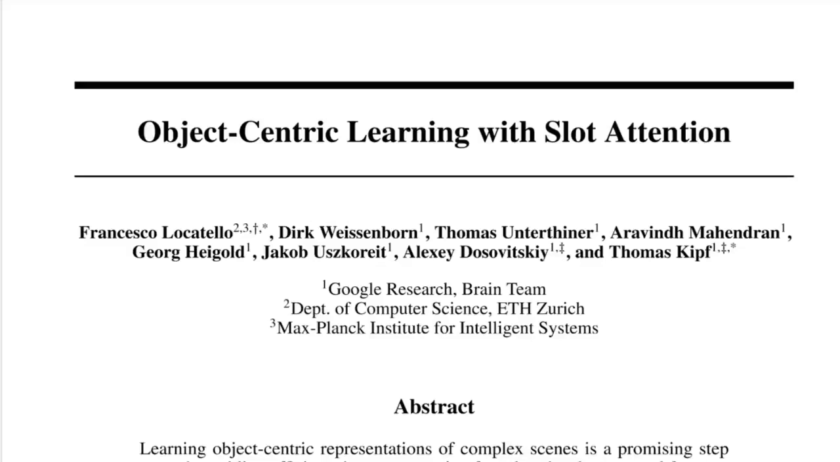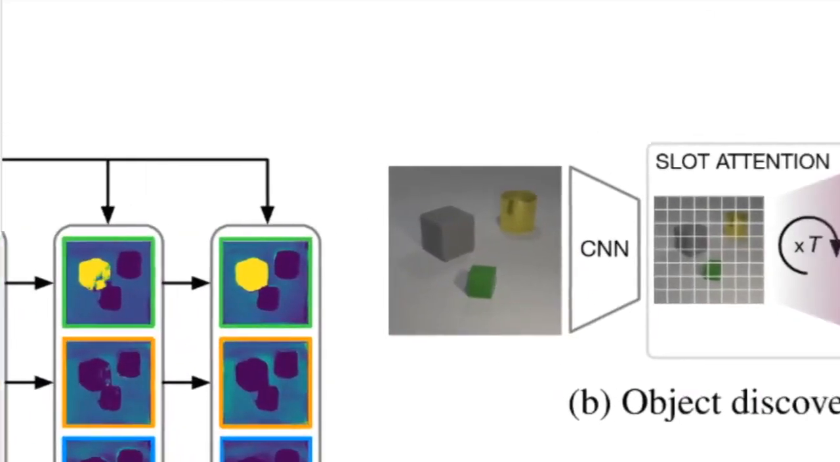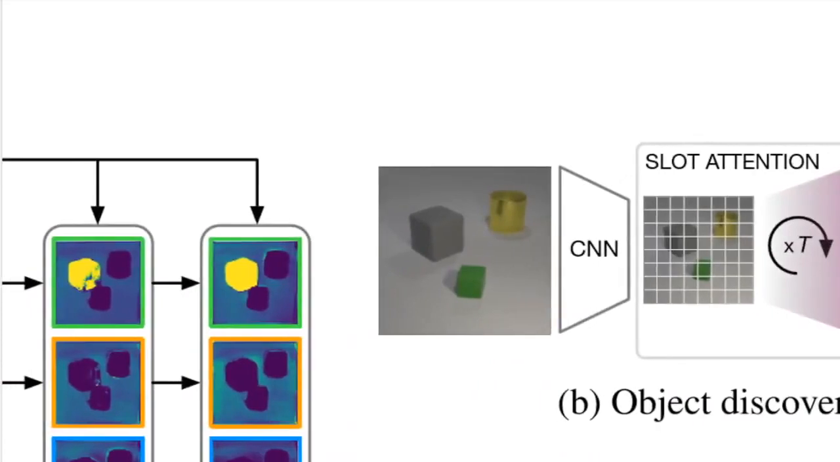Hi there. Today we'll look at Object-Centric Learning with Slot Attention by Francesco Locatello, Thomas Kipf, and others of Google Brain, ETH Zurich, and MPI. On a high level, this paper recognizes scenes of objects from single pixels, and it's best I show you a picture of what's going on. So you have scenes like this, where there is some sort of an arrangement of objects, and there are multiple tasks you can do here.